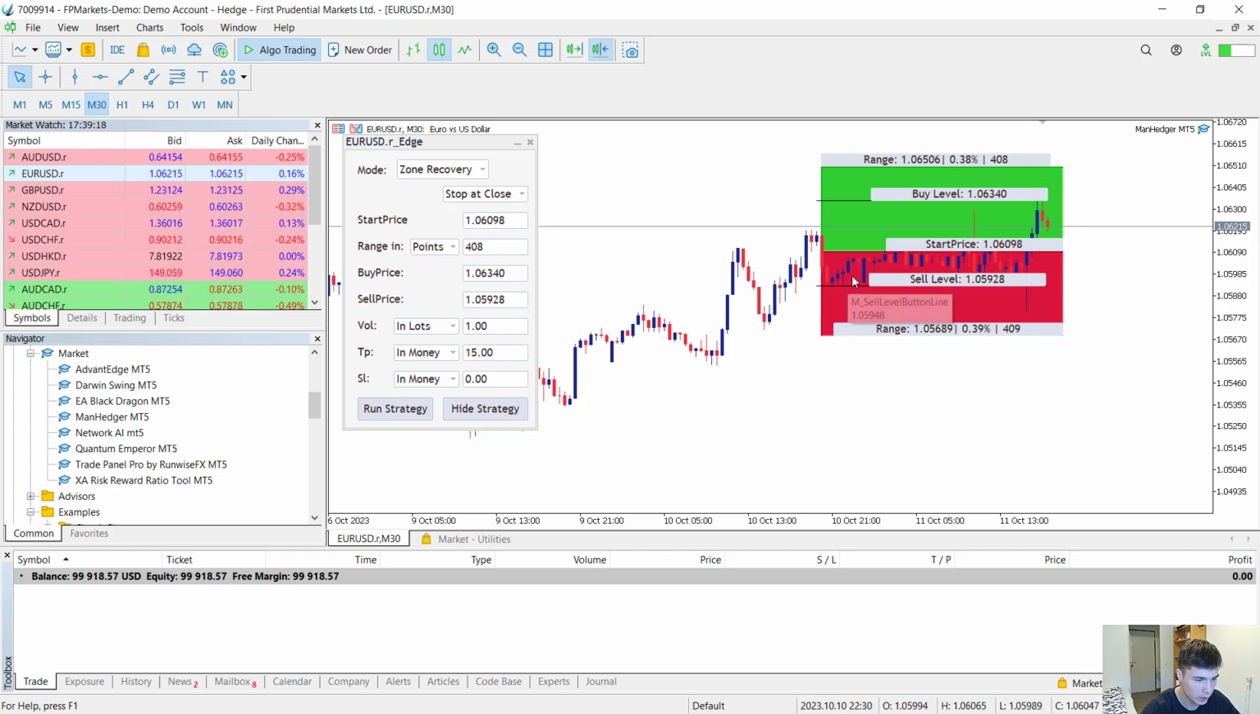The only time we are going to lose is if the price hits the buy level, then it doesn't go up, it goes down again, it hits the sell level, and it goes back up straight to the range of the buy level. So this is an extremely powerful strategy.